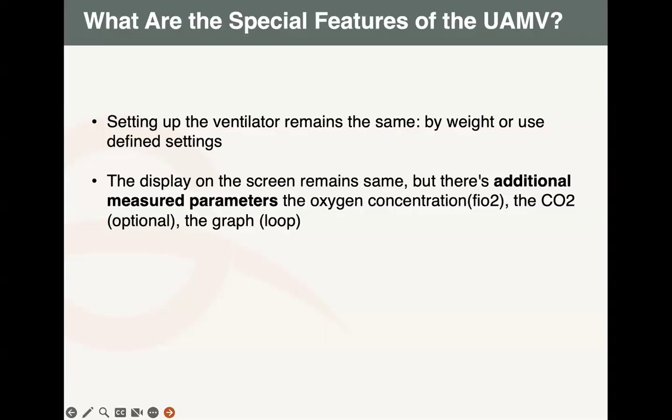And the CO2 reading, which is optional. If you have it, then it will be there. And then you have a choice of seeing your CO2 readings either in figures, in loop, or in graph. If you want to see the modes, the parameters that you're giving to the patient, you can get them in graph or in loop, or you can still have numeric. Next.